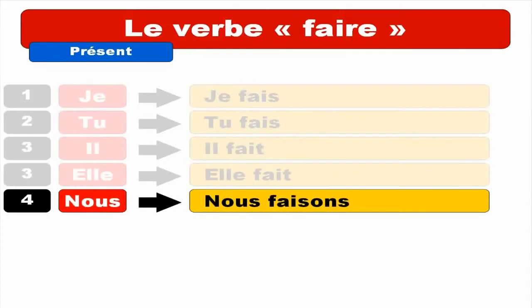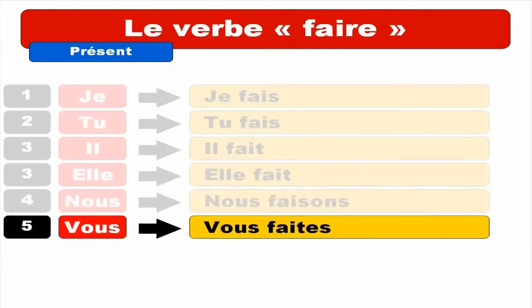Then comes nous. Nous faisons. Here it's quite tricky, because we write it A-I, faisons, but we pronounce it "fesons". The final S is not pronounced. So nous faisons. Repeat. Nous faisons.